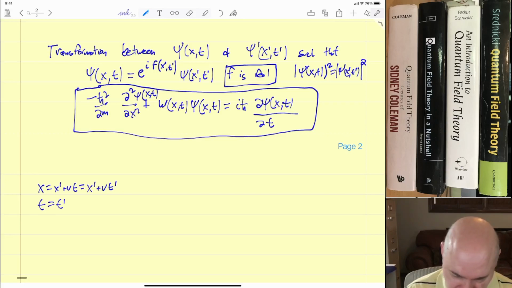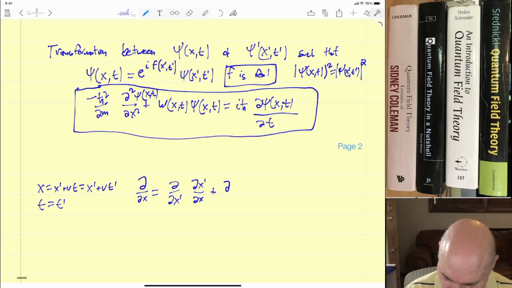Okay, so we have partial derivatives with respect to x, and we have partial derivatives with respect to time, and we're just going to use the chain rule. So the partial with respect to x is equal to the partial with respect to x prime times the partial of x prime with respect to x. This is where it can get confusing. Plus the partial with respect to t prime.